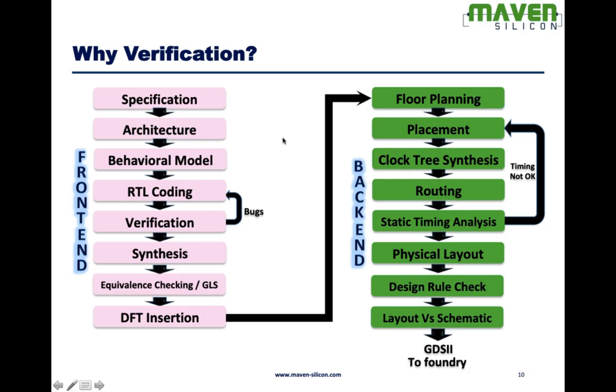We are done with equivalence checking. It's verified. Now the netlist is ready. Then before moving further for P and R, what we do is basically we insert DFT logic, design for test logic.